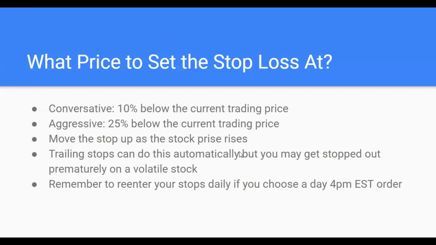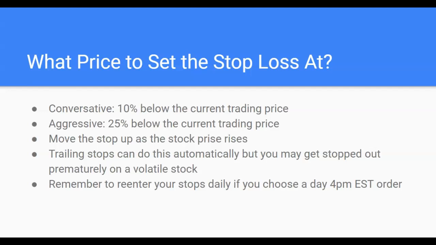Trailing stops can do this automatically, but you may get stopped out prematurely on volatile stocks. I think trailing stops are a great way to automate this, but the problem is if you're trading super volatile penny stocks, you can accidentally get stopped out and lock in profits, but the stock might run up higher. So I would say use trailing stops if you don't have time to monitor the markets, but you can also move it up manually as well.